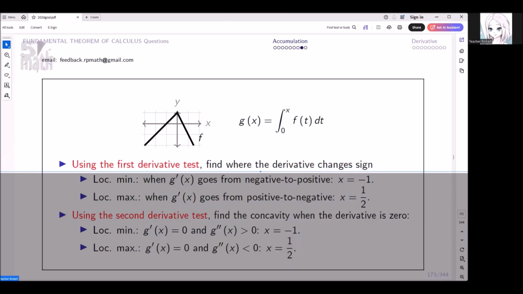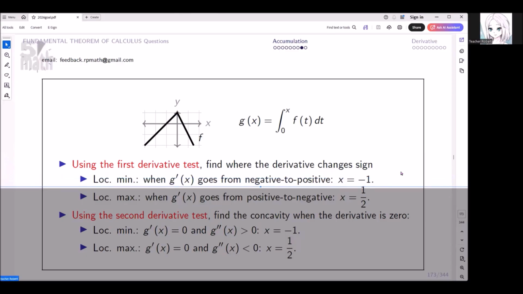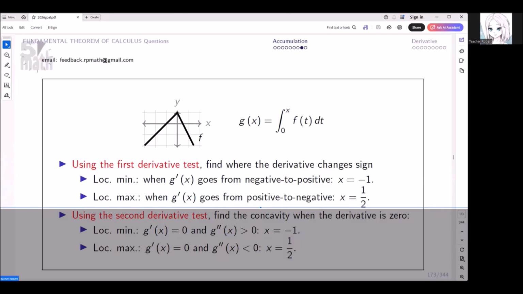Using the first derivative test, find where the derivative changes sign. Local minimum, when g prime of x goes from negative to positive, x equals -1. Local max, when g prime of x goes from positive to negative, x equals half.